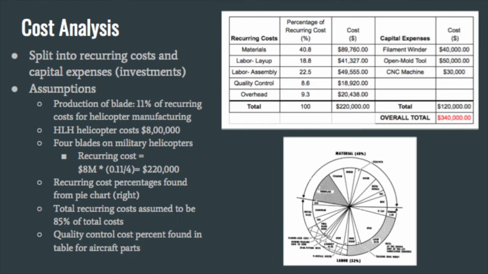Seen here is the cost analysis divided into operational and capital costs. The upfront costs are substantial, totaling $120,000. Of the recurring costs, the materials take up the largest percentage at 40.8%. This is expected since primarily advanced composites are needed to provide the performance capabilities required by helicopters.